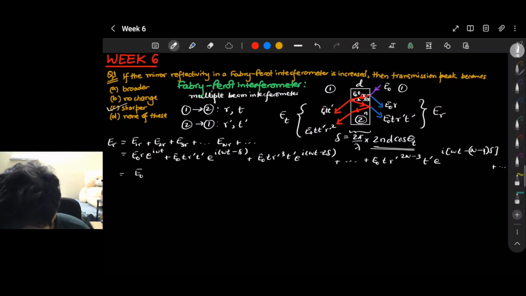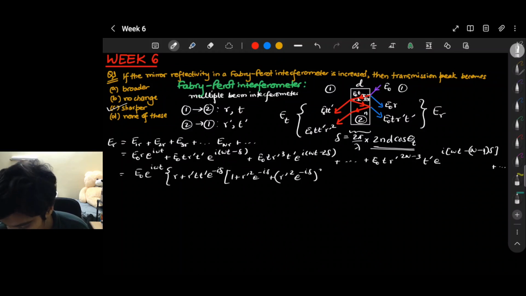We can take some terms common. E naught e to the power I omega t we can take common. Here also we can take this common. Stop me at any point if you feel this is going too fast or if you are missing some step. Feel free to ask in the chat box or just unmute and ask.